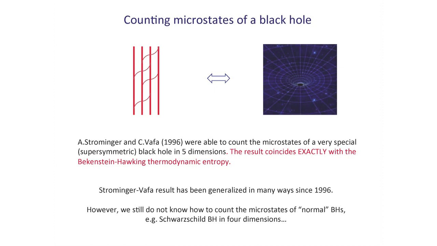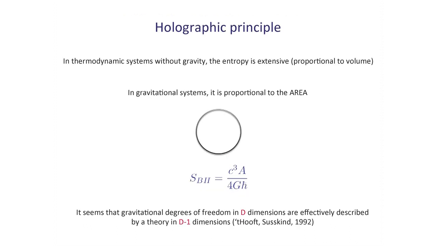So the Strominger and Vafa result has been generalized in many ways since 1996. However, we still do not know how to count the microstates of the normal black hole, for example, the simple Schwarzschild black hole in 4 dimensions. Nonetheless, these calculations have profound consequences. Well, let's talk about the holographic principle.